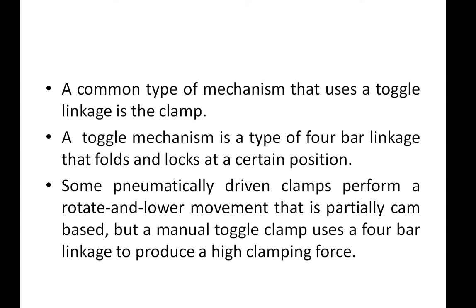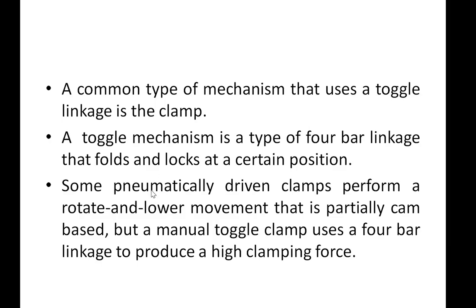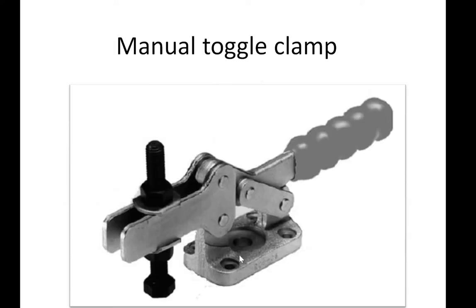So you'll be seeing in the next slide what the toggle clamp is. Here you can see it is a toggle clamp. Here again, this is one link, the second link, the third link, and the fourth one. Now with this, it is a toggle clamp. You can clamp here, rotate and lower movement that is partially cam based, but a manual toggle clamp uses a 4-bar linkage to produce a high clamping force. So here you will be getting the high clamping force for that manual toggle clamp.